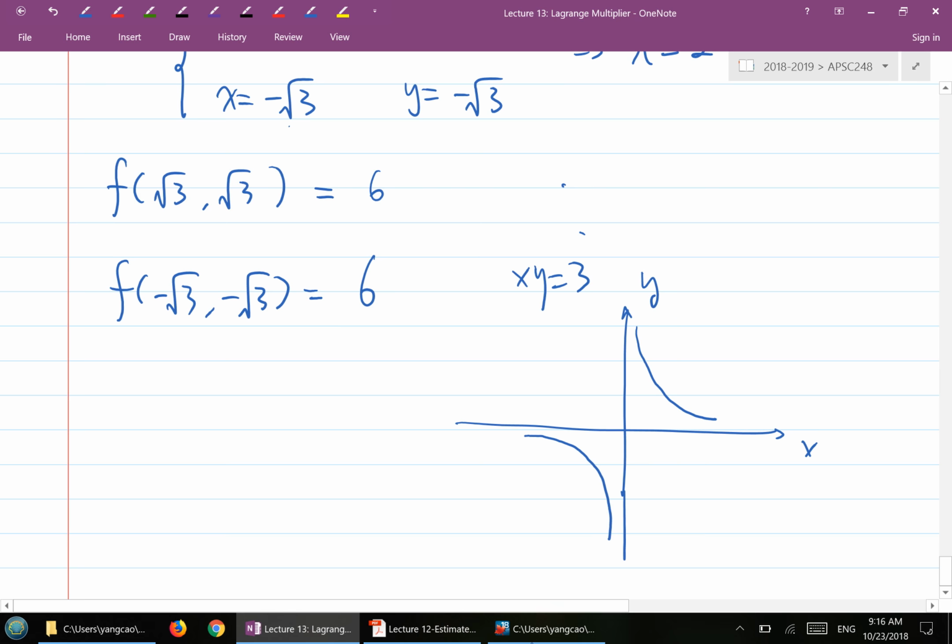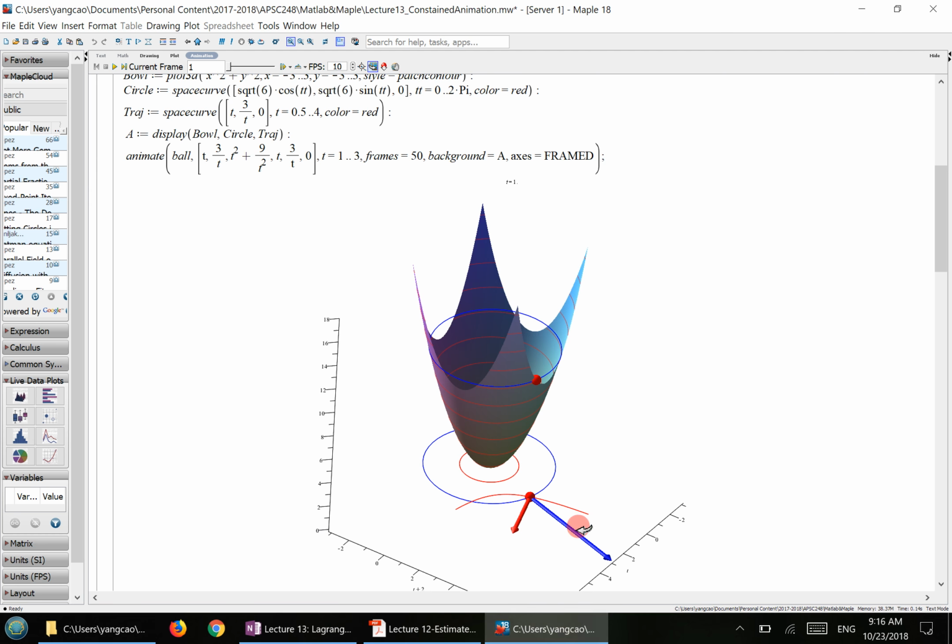But in this case, I only draw one here. You can imagine there should be another one on the other side, in the other quadrant. So the point here is basically I'm going to move this point along this constraint, right? And for every point on the constraint, there will be a point on that given surface.